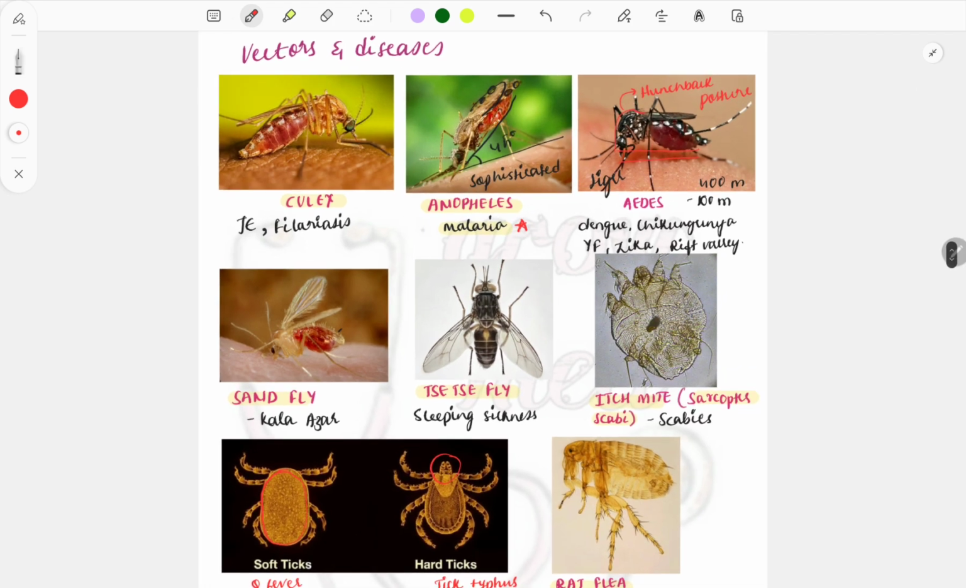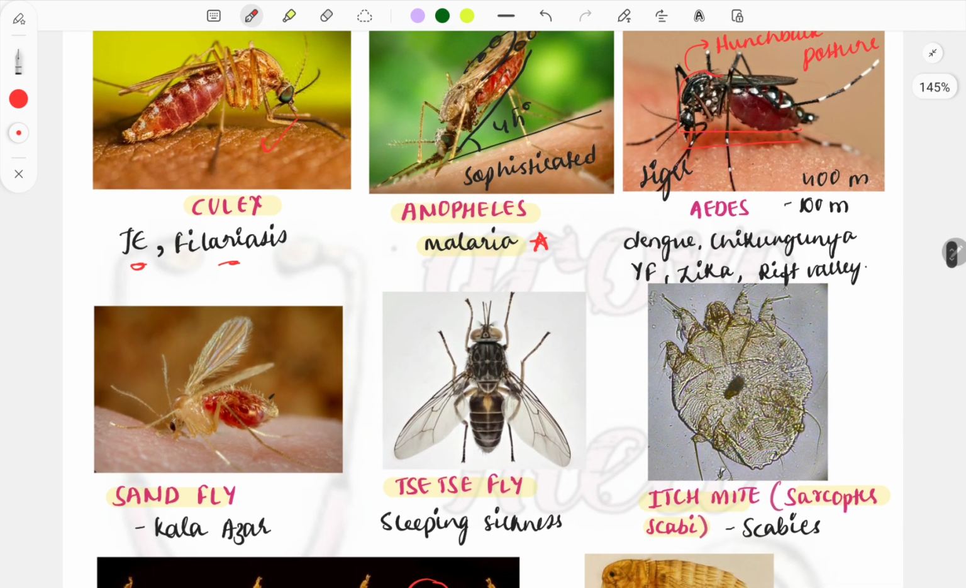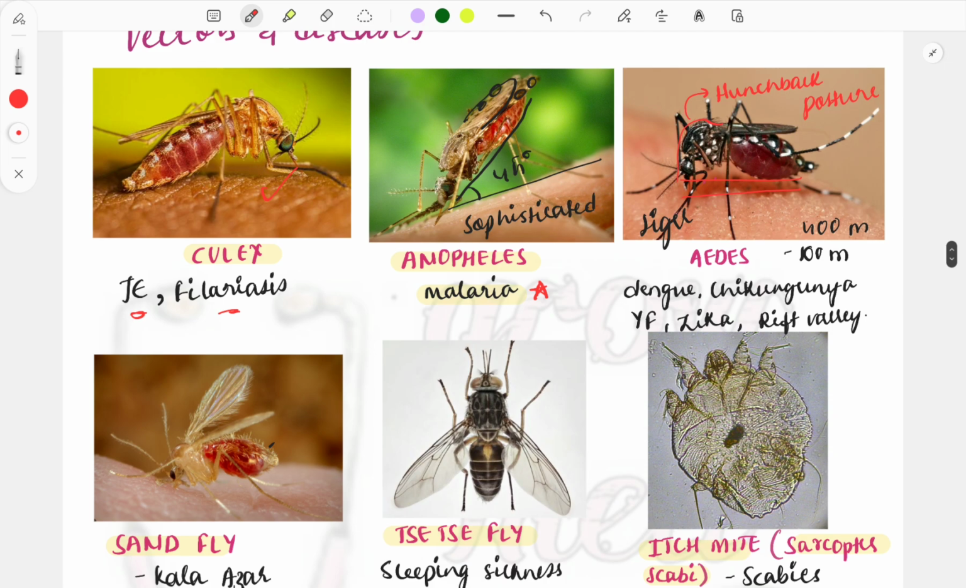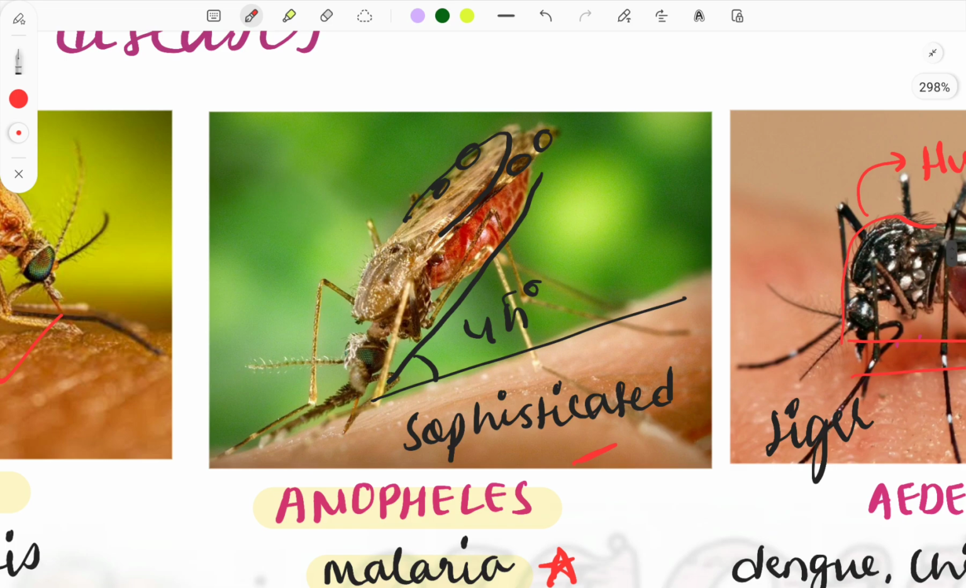So this is the image of the culex, and this mosquito will be a vector for the Japanese encephalitis and the filariasis. And in case of this next image, it is the anopheles, which is the vector for the malaria. Called a sophisticated mosquito, it sits at an angle of 45 degrees, and you can appreciate the spots on the wings here. So in the image you can see these spots, right?